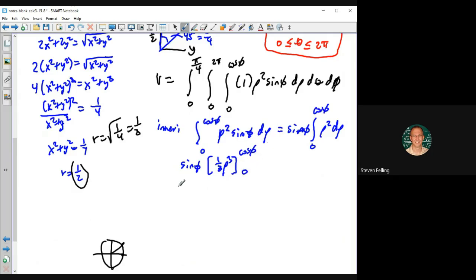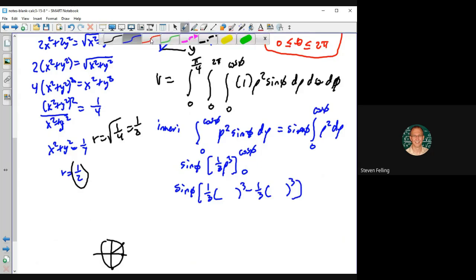So we're going to have our sine phi times 1/3 something cubed minus 1/3 something cubed, with cosine phi filled in here and 0 here. So this is 0, but we're going to end up with 1/3 sine phi cosine cubed of phi. Yeah, that'll still be doable, but more involved.